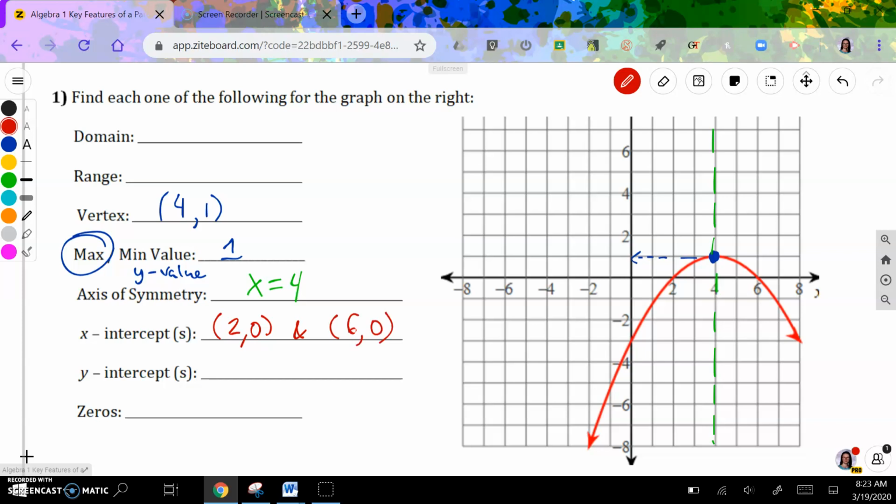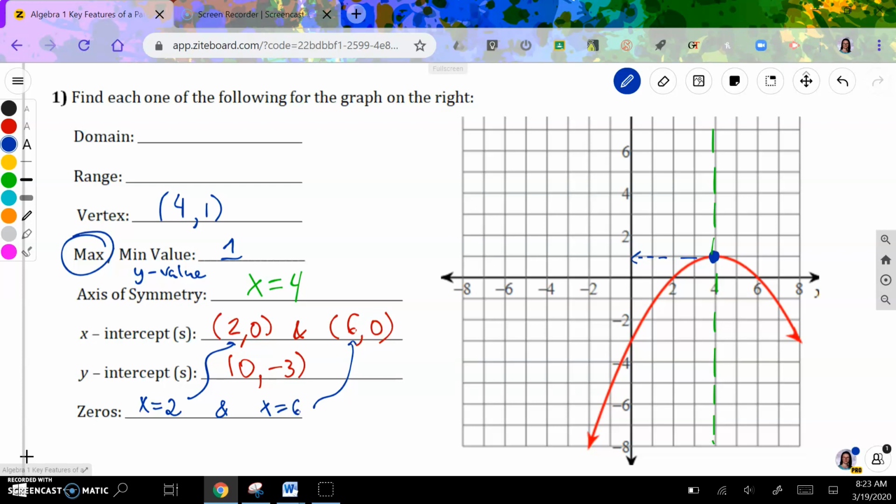I have 1 y-intercept. Remember, that's the place where you cross the y-axis. So (0, -3). And the zeros come from your x-intercepts. They are the x values that make the y value 0. So if I look at my intercepts, the first one is (2, 0), which means x equals 2 is my first zero. And then I'm going to look at my other x-intercept, and that's going to give me my second zero.